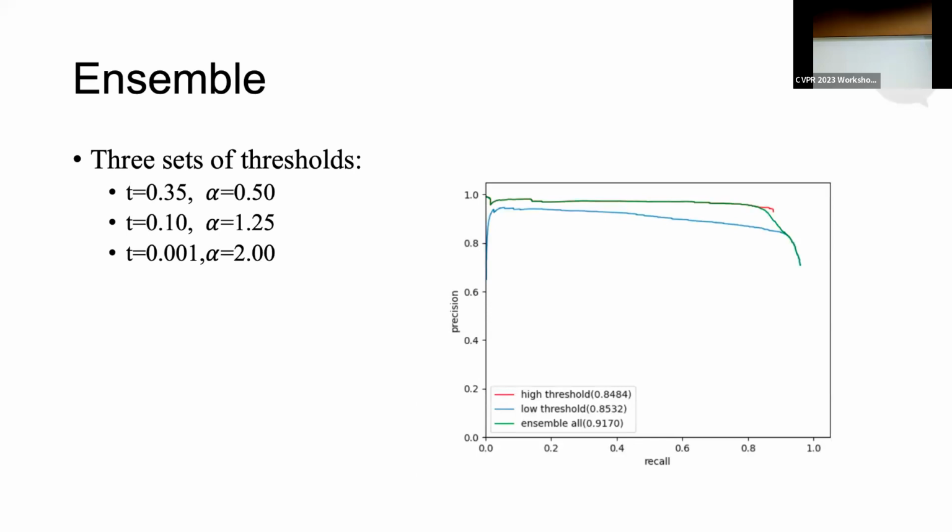In the figure, we show the precision and recall of high threshold and low threshold. We can observe that the result of the high threshold, the red line, can keep a high precision when the recall is low, but drops quickly when the recall is high. And the result of the low threshold, the blue line, can maintain an acceptable effect when the recall is high. The green line demonstrates that our ensemble approach can combine the advantages of both results.